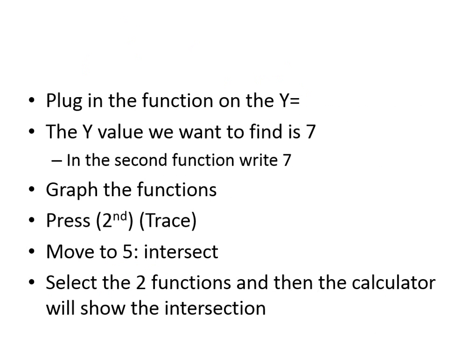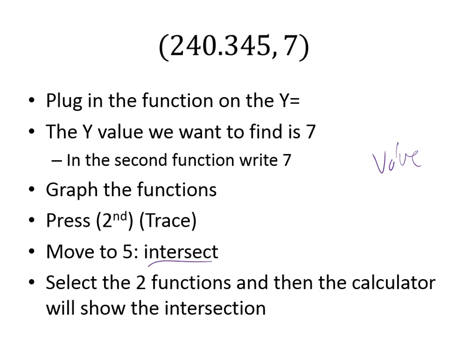Okay, so as you see here, this is another way of doing it. Plug in the original function for f of x. For your next one, plug in y equals 7 in your second function. When you graph them, you'll see they intersect. Make sure it's in the window, otherwise you might have to blow out your window. Go second trace and move down to the fifth one, which is intersect. You could either do the value or intersect. Either one will work. Select the two functions on your calculator, push enter, enter, and it should tell you where they intersect, which will occur at approximately that right there.